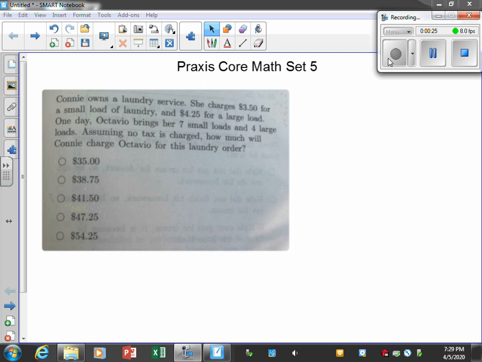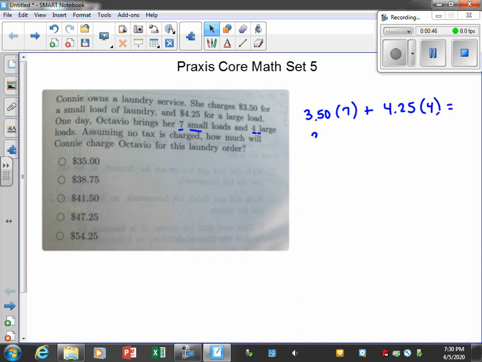So this one should be pretty easy for you. You take the $3.50 and you multiply that times what that's for the small load, so you have 7 small. So multiply that times 7. And you take the $4.25 that she charges for the large loads, which there's going to be 4 of those, and you put those in the calculator.